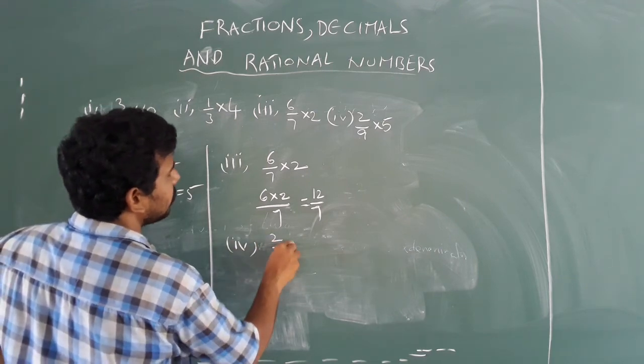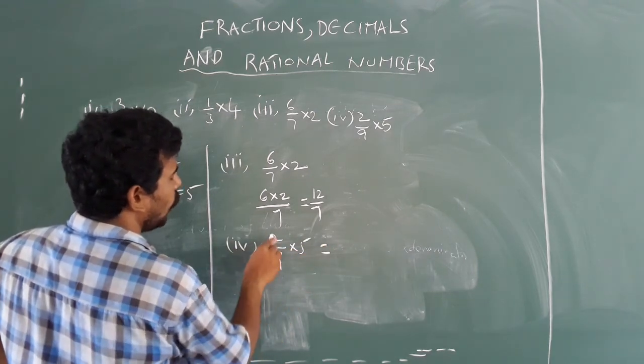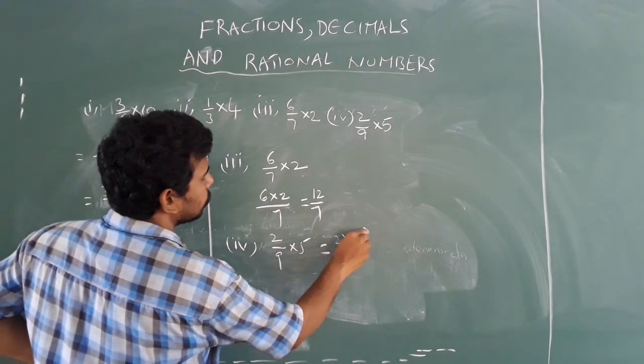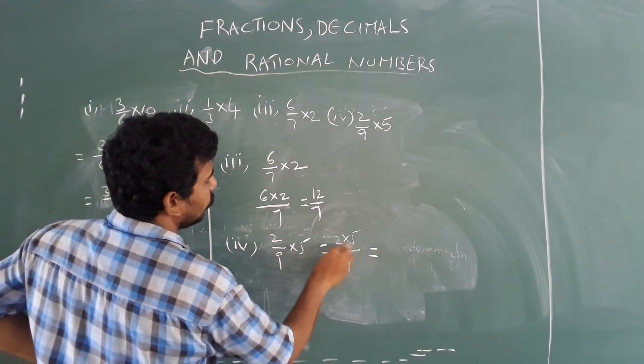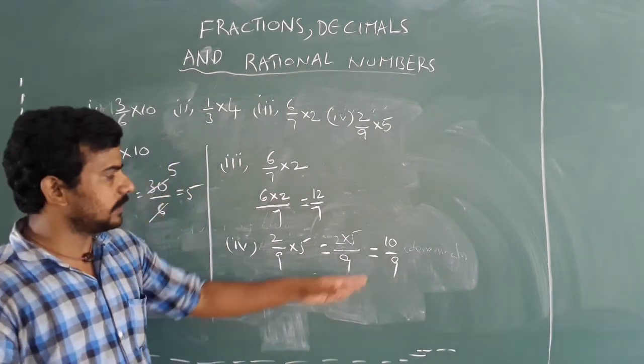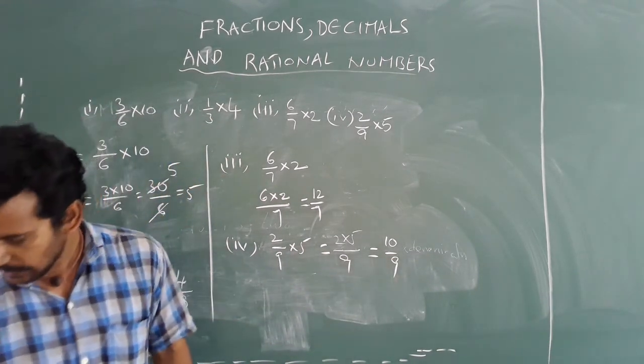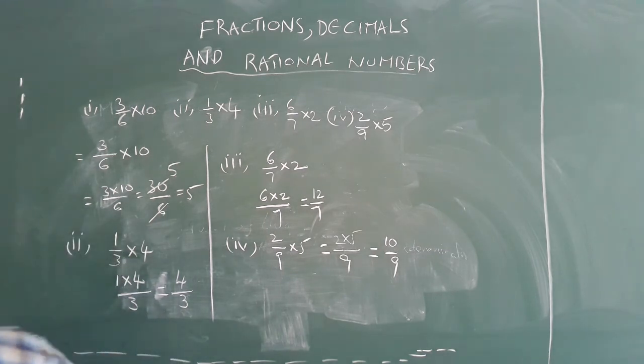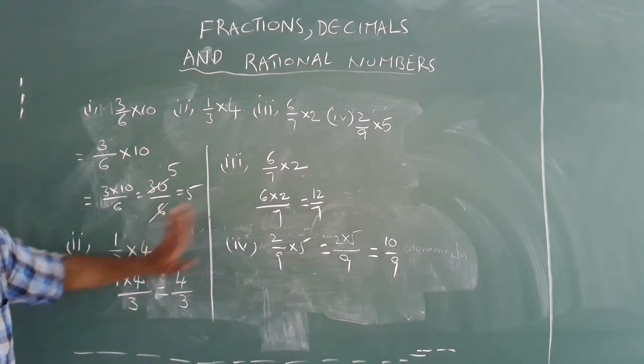Next, the fourth one: 2 by 9 into 5 equals 2 into 5 by 9. 2 fives are 10 by 9. This is the answer. Clear, children? Next, second way. Clear, children? Yes, second way.